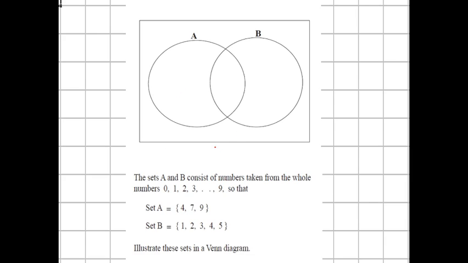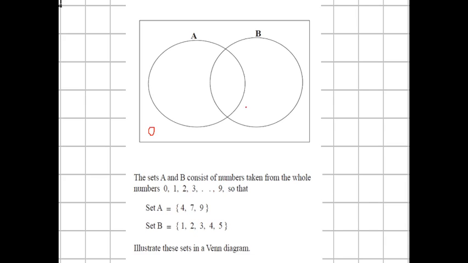We'll have a look at how that's used. Here I've got a set A and a set B. The set A is 4, 7, 9. The set B is 1, 2, 3, 4, and 5. The universal set is all the numbers 0 to 9. So 0 would go on the outside.